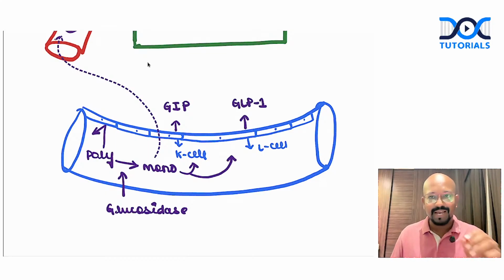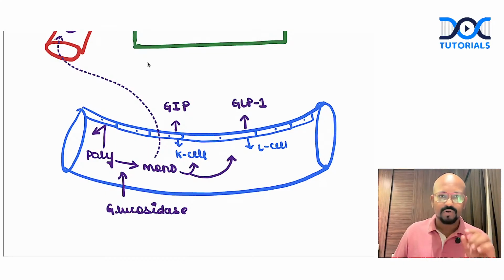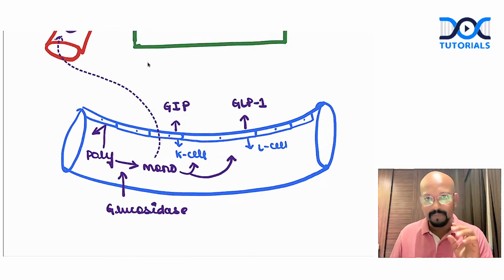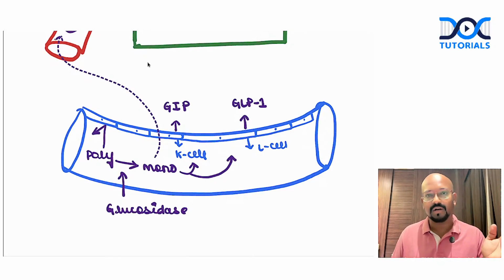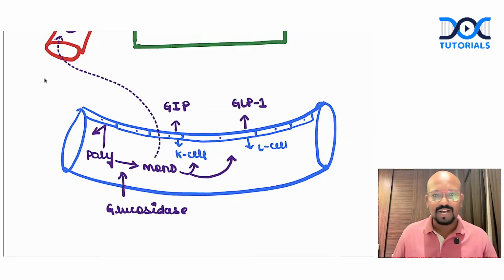GLP stands for glucagon-like peptide, whereas GIP stands for glucose-dependent insulinotropic polypeptide. GIP and GLP. These two molecules are peptide molecules. It is not going to be a long-lasting one. It is going to have a shorter duration of action.